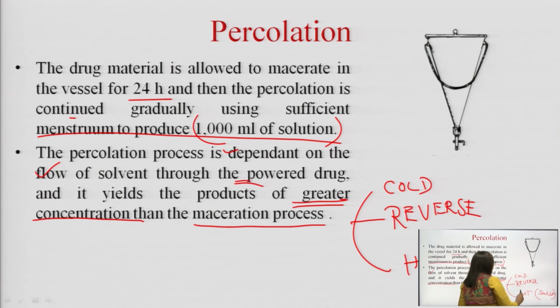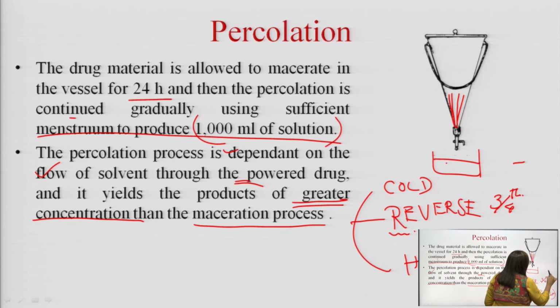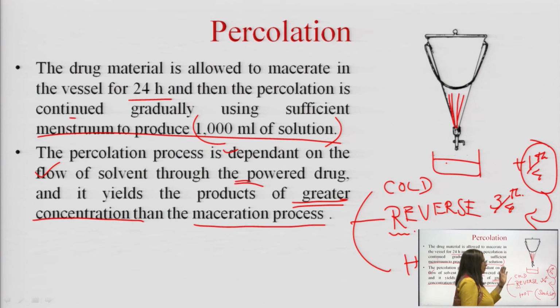And then there is reverse percolation, where the menstruum which is collected once is not the final product, but the marc which is remaining here is pressed almost first. Initially 3/4 of the sample is collected, then the marc is pressed, another 1/4 is collected, then this is again reduced and finally added to the first percolate, and the final product is then obtained. And this cold maceration is very much similar to the maceration.